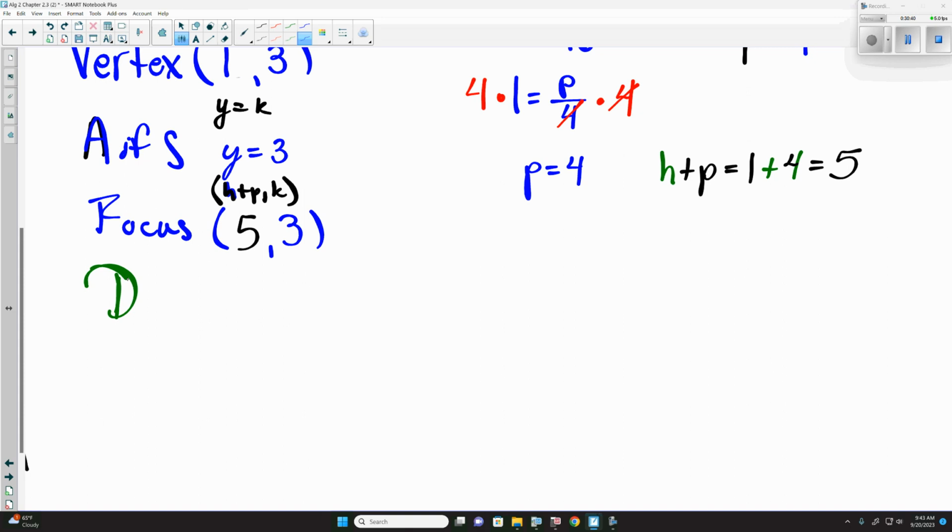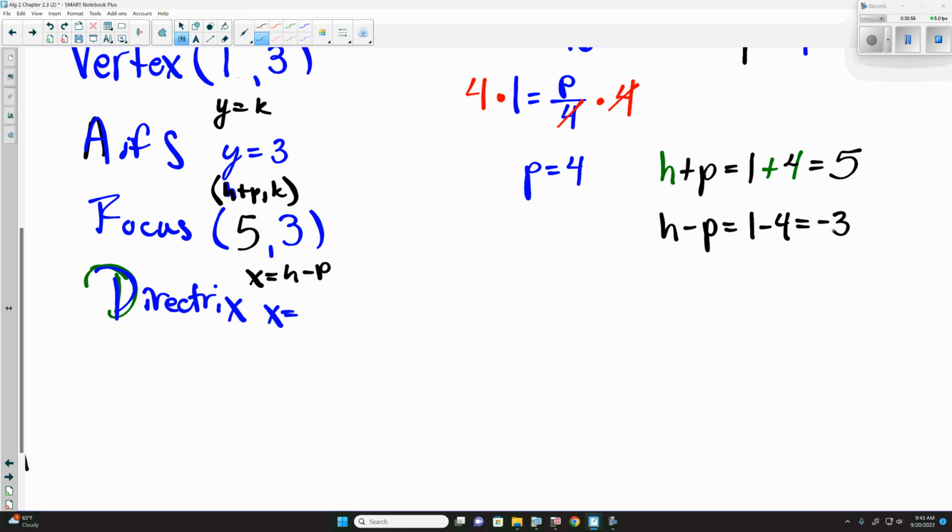And the last one is the directrix. So x equals h minus p. So our h minus p is 1 minus 4, which is indeed negative 3. Because 1 minus 4, which one's bigger? Well, if it was 4 minus 1, it would be 3. But 1 minus 4 would give us negative 3.